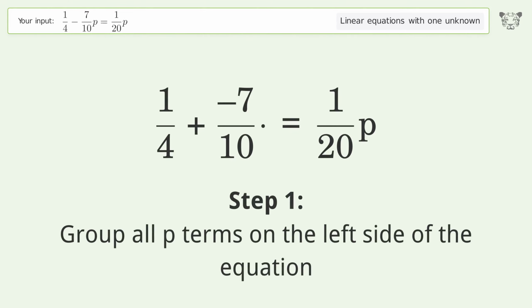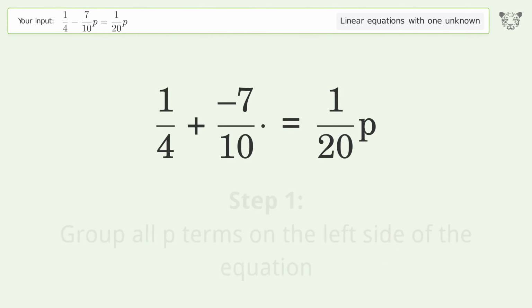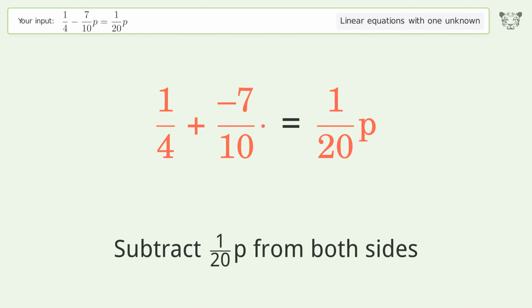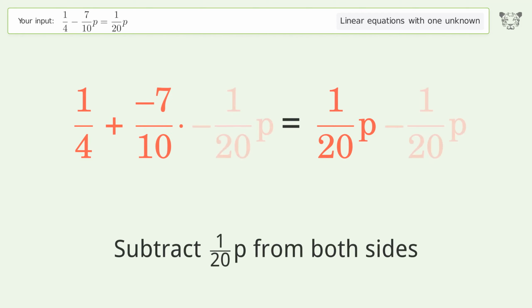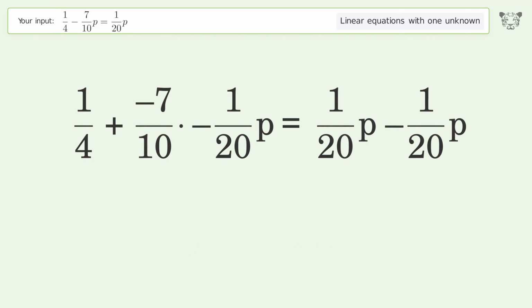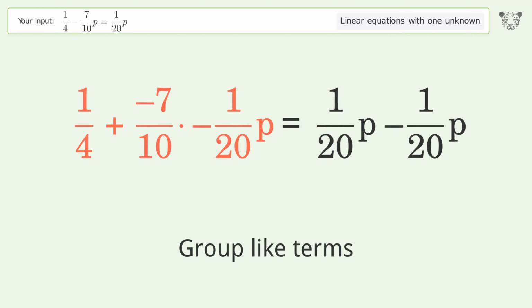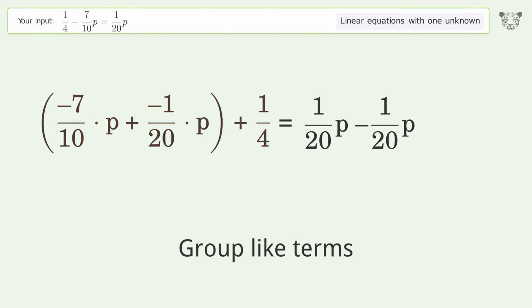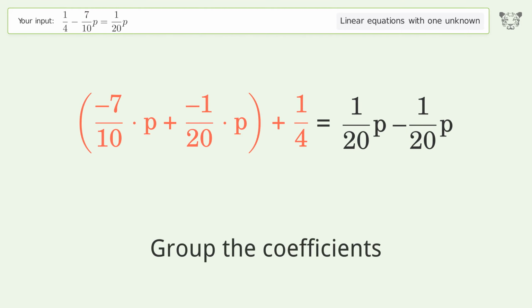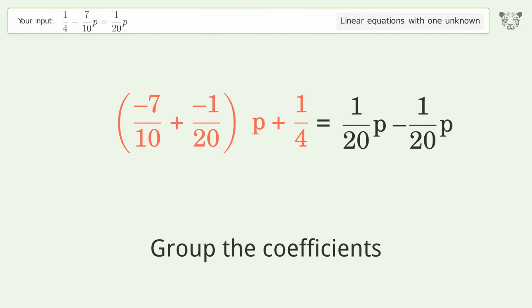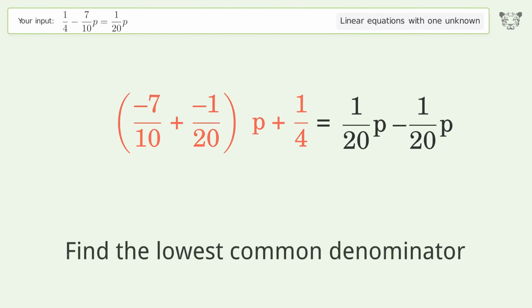Group all p terms on the left side of the equation. Subtract 1 over 20p from both sides. Group like terms. Group the coefficients. Find the lowest common denominator.